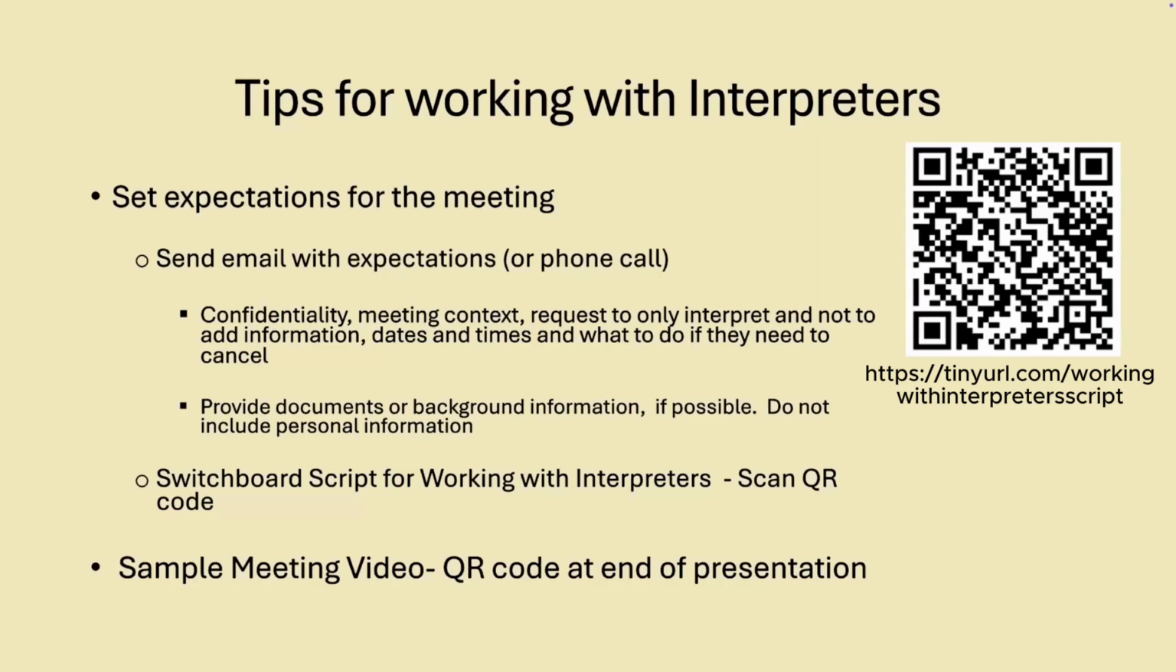You can do this by sending an email or having a brief phone call conversation with the interpreter. This email or conversation should include a reminder about confidentiality. So the information exchanged in that meeting should not be shared with anyone. You'll want to provide meeting dates and times and your contact information just in case something comes up and the interpreter needs to cancel. You'll want to provide meeting context. So let them know that the meeting is, let's say, to apply for energy assistance.